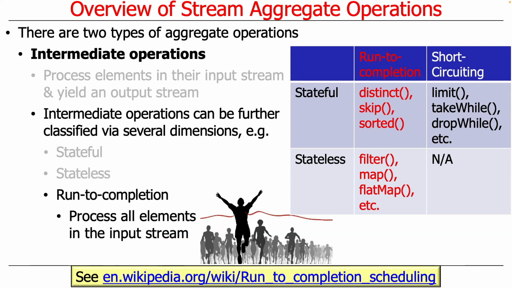Then there's also another dimension, which is run to completion versus short circuiting. So run to completion says process all the elements in the input stream to completion, unless, of course, an exception arises. So we're going to pretend like exceptions aren't thrown when I have this discussion, because they short-circuit things in a whole other way, in a somewhat unexpected way. So all these operations here are run to completion operations.